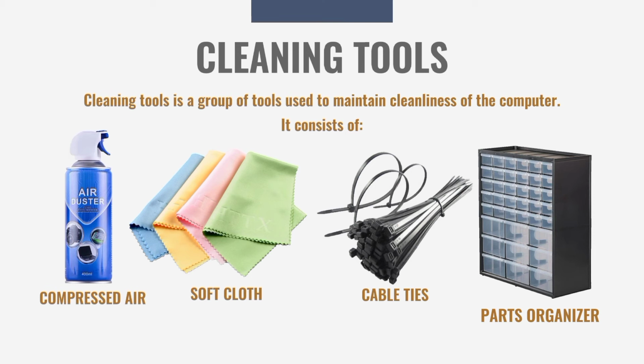Cable ties is used to bundle cables neatly inside and outside of the computer. Parts organizer is used to hold screws, jumpers, fasteners, and other small parts and prevents them from getting mixed up together.